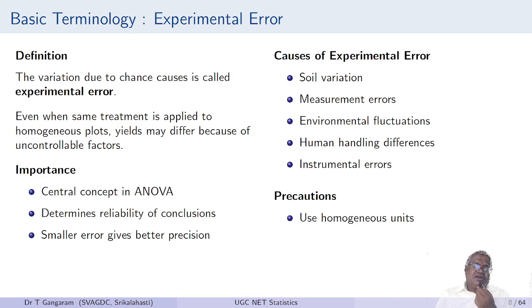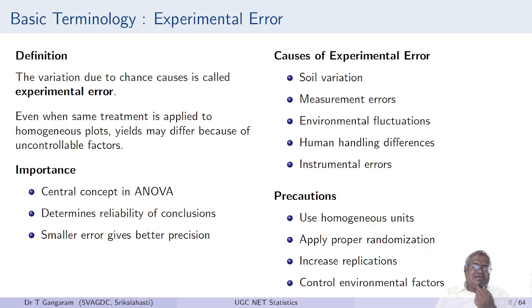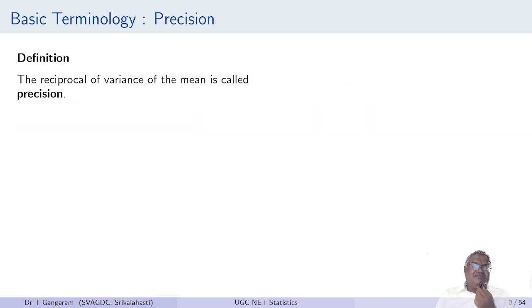We should take some precautions to control experimental error. Use homogeneous units as much as possible. Apply proper randomization. Increase replications. Control environmental factors. Next is precision. Here, the core objective is to maximize precision.